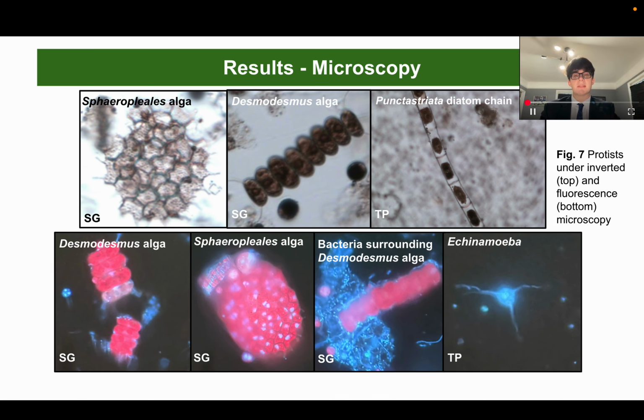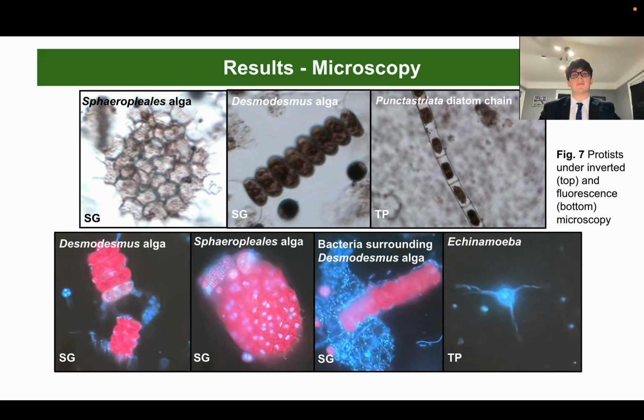Here are my microscopy results. As you can see, the two most common types of algae that I found were Sphaeropileus algae and Desmodonis algae. On the top, you can see my inverted microscopy results, and that is just regular microscopy. It allows you to see where these organisms are in the samples. However, it doesn't allow you to see unique features such as DNA concentration and chlorophyll concentration.